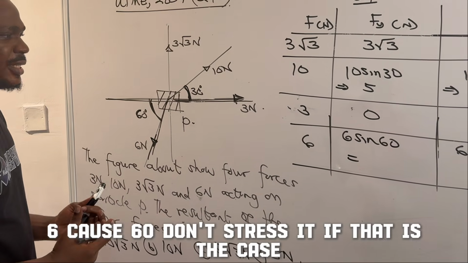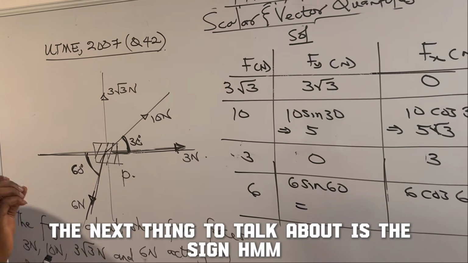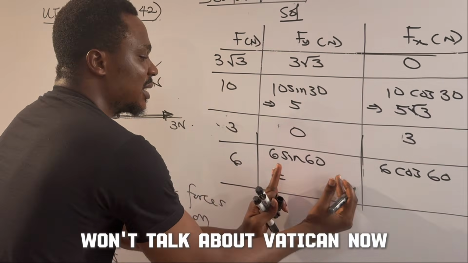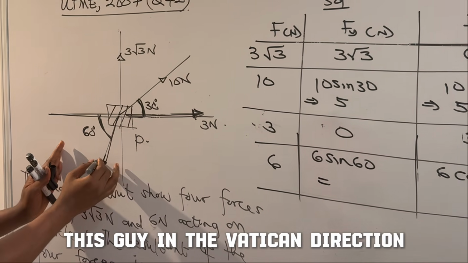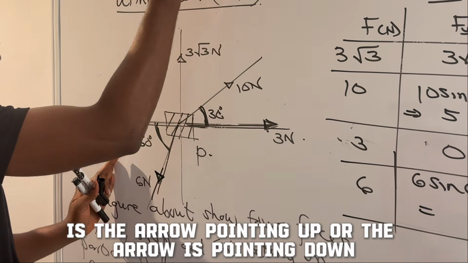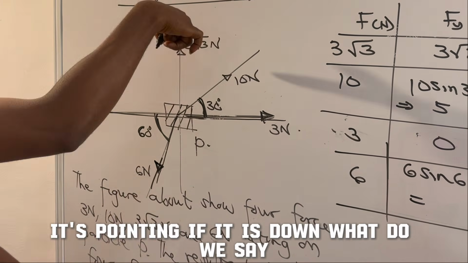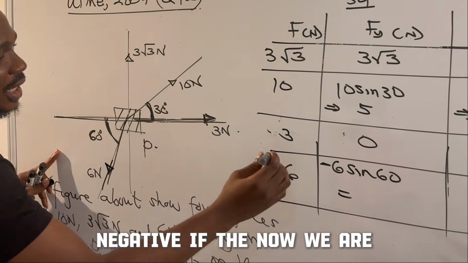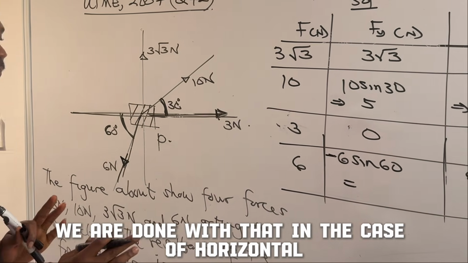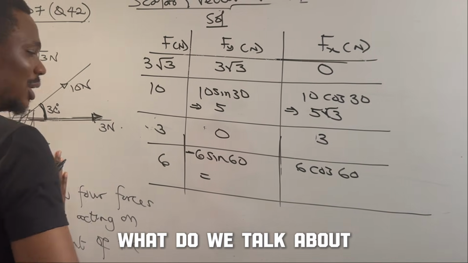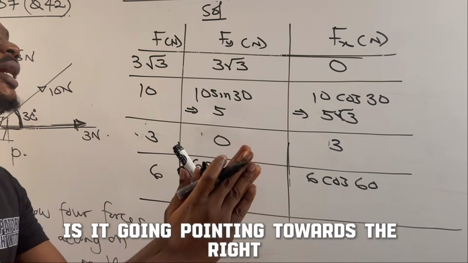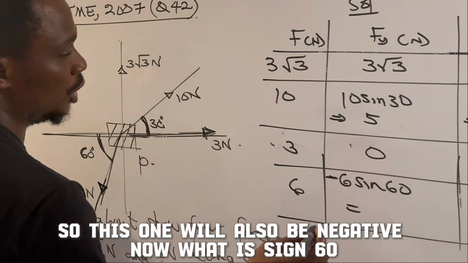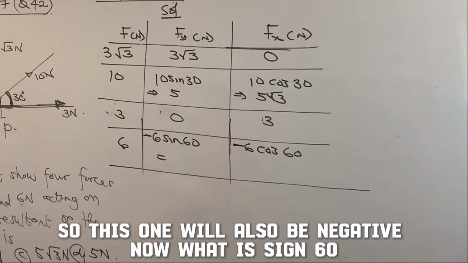If that is the case, the next thing to talk about is the sign. If we are to come to vertical, this guy in the vertical direction, is the arrow pointing up or is the arrow pointing down? If it is down, what do we say? Negative. Now we are done with that. In the case of horizontal, is it pointing towards the right or towards the left? In this case, pointing towards the left, so this one will also be negative.